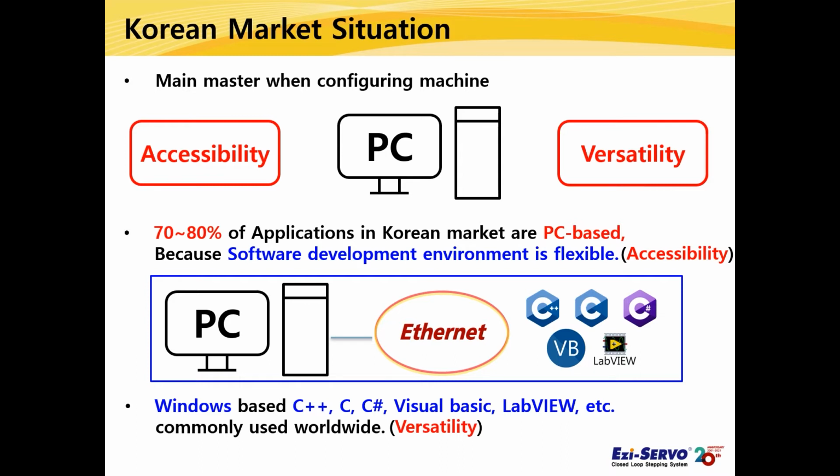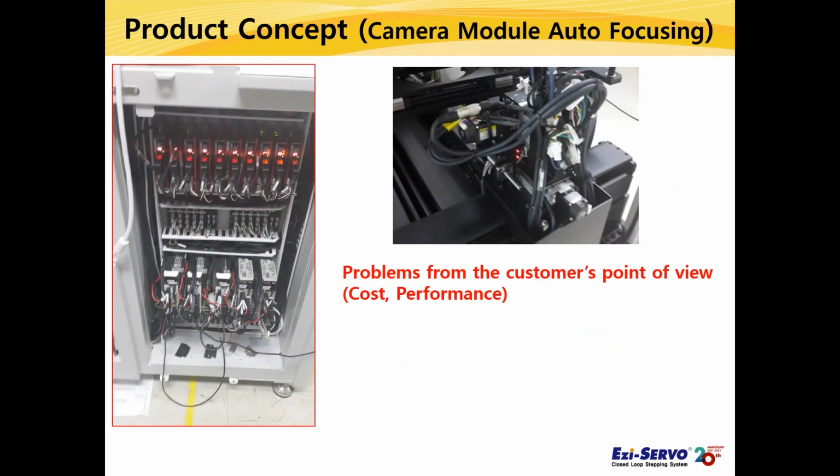Therefore, FASTECH Ethernet products provide an API for these programming languages, making them ideal for various customers' software development environments. Like this, when configuring the machine, FASTECH Ethernet products are used as a suitable solution in the Korean market. That accessibility and versatility are important. Now, using an actual machine as an example, I would like to introduce the concept of Ethernet product development.